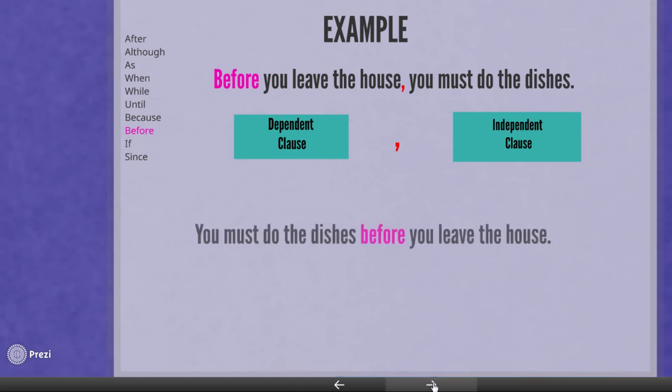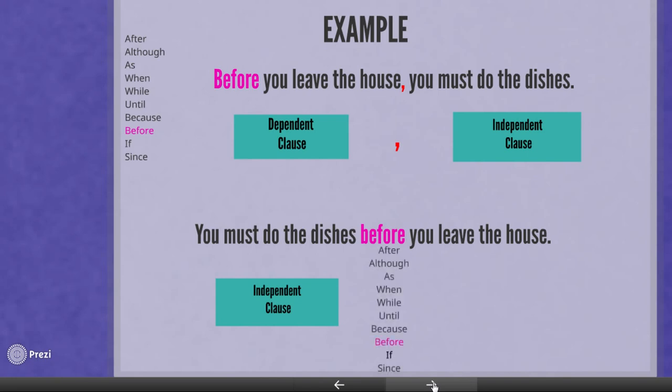However, if we reverse the sentence, we do not need the comma. You must do the dishes before you leave the house. So now we have our independent clause at the beginning of our complex sentence, and now we have our AAAWWUBBIS word located in the middle of our complex sentence. So it takes the place of the comma, and before you leave the house, which is our dependent clause, is located at the end of our complex sentence. So therefore, we do not need a comma for this example.